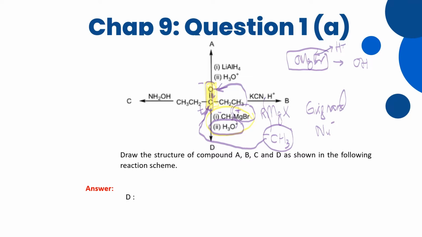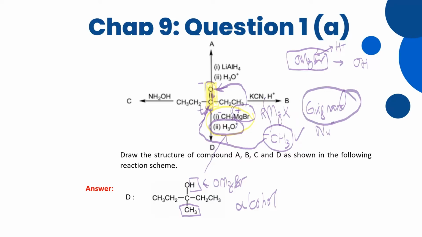Because of this, the product of D is something like this. This is the CH3 from Grignard here, and this H actually is from hydrolysis that will change the OMgBr into OH finally. So this is an alcohol. It's a very famous reaction to produce alcohol by using Grignard reagent and carbonyl compound.